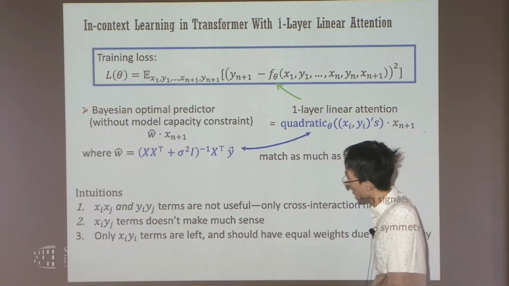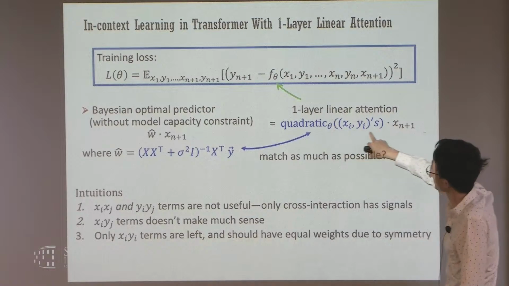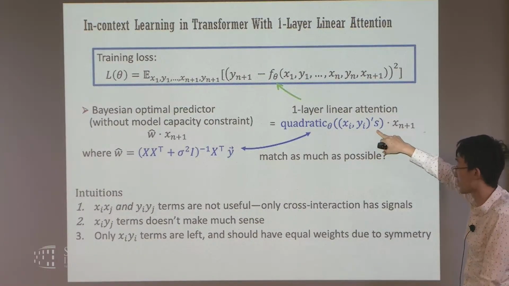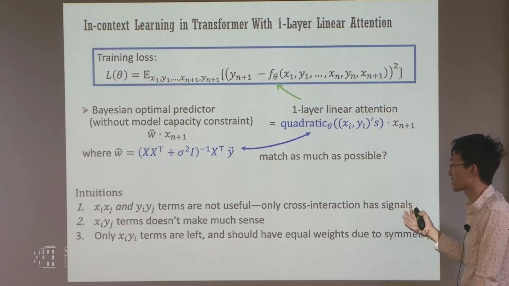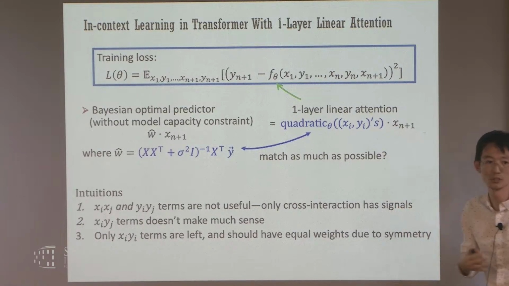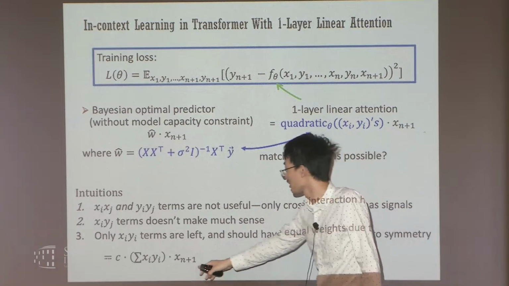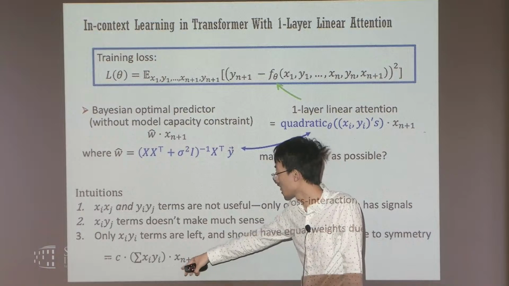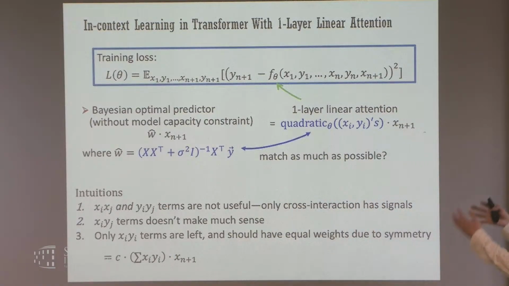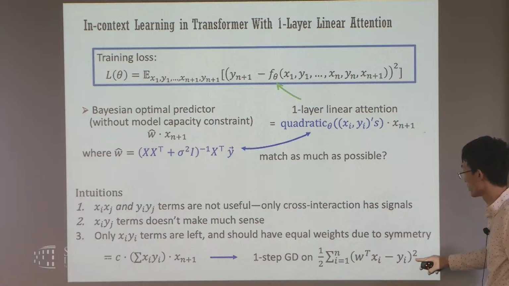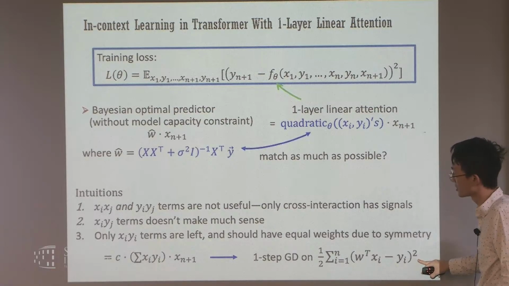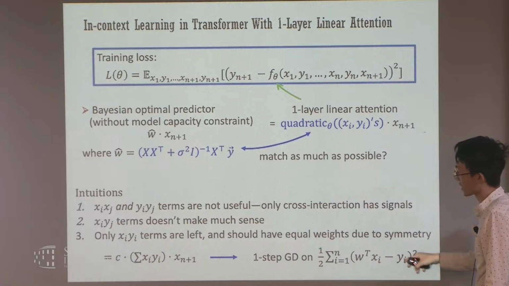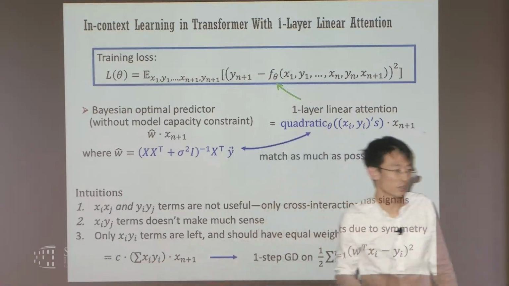So basically, the only term you are left with is x_i y_i. In this quadratic, the only thing that matters is x_i y_i. Also, you should treat all of the x_i and y_i's equally, because there's no reason to prefer one example over the other. They're all symmetric. So eventually, the only predictor that makes sense among this family is something like the summation of x_i times y_i, and then you take x_{n+1}. And it turns out that this is the same as one-step gradient descent on this quadratic loss. If you do one step of gradient descent, you are getting x_i times y_i, which is the theta you are using.